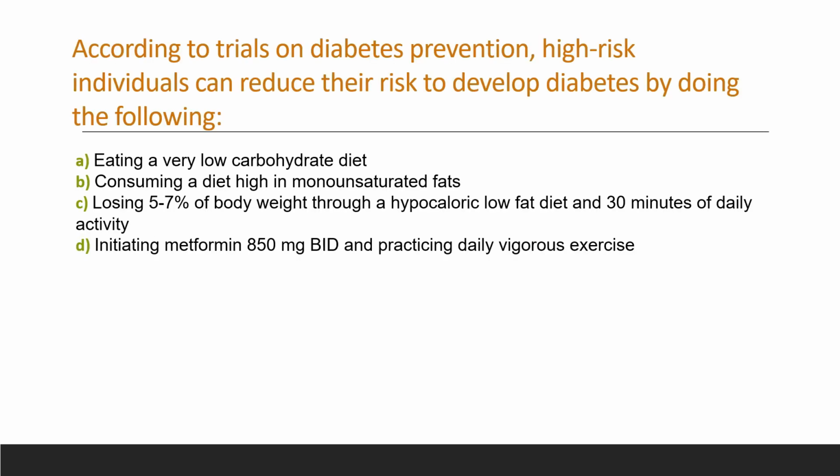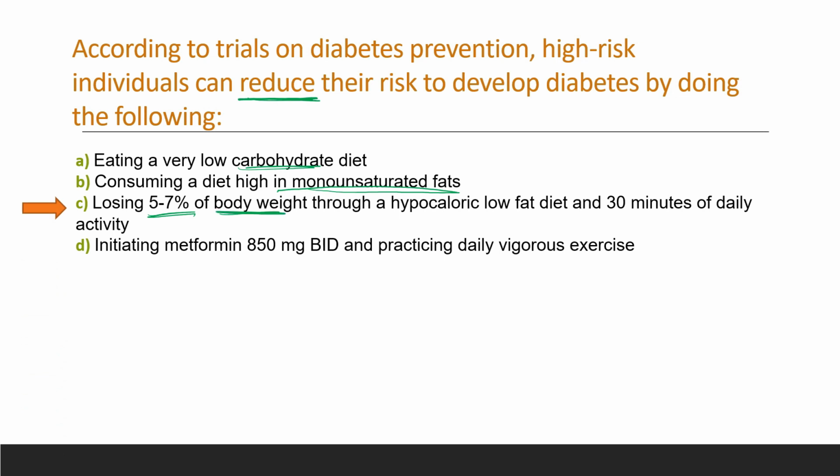Next question. According to the trials on diabetes prevention, high risk individuals can reduce their risk of developing diabetes by doing the following: A. Eating a very low carbohydrate diet. B. Consuming a diet high in monounsaturated fats. C. Losing 5 to 7% of body weight through a hypocaloric low fat diet and 30 minutes of daily activity. D. Initiating metformin 850 mg and practicing daily vigorous exercise. So in this, the correct option is option C.